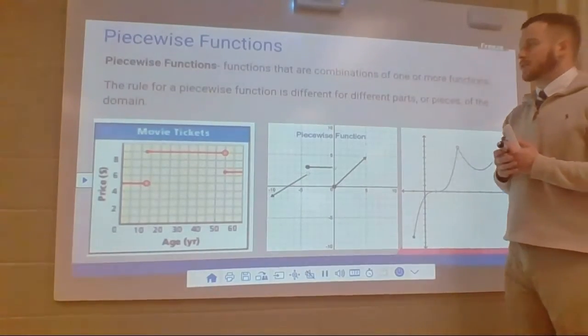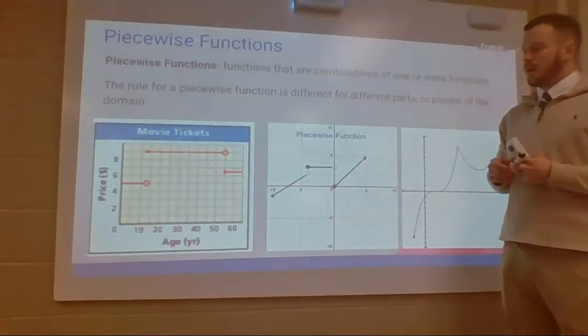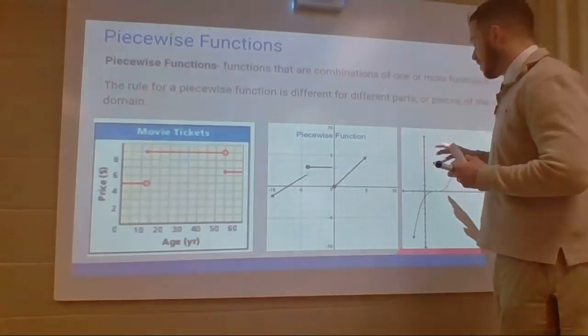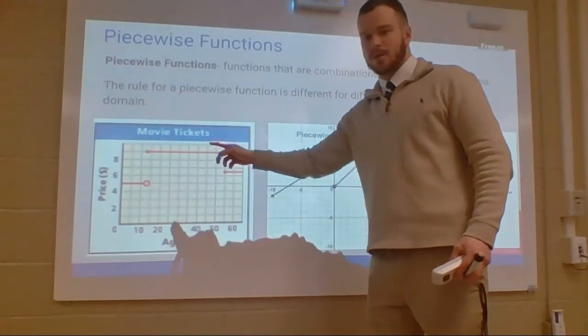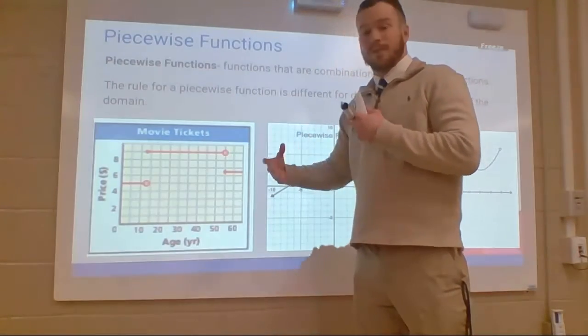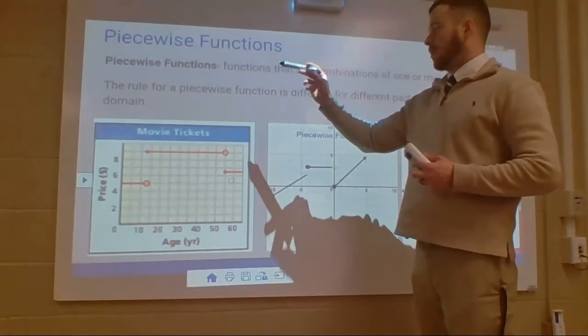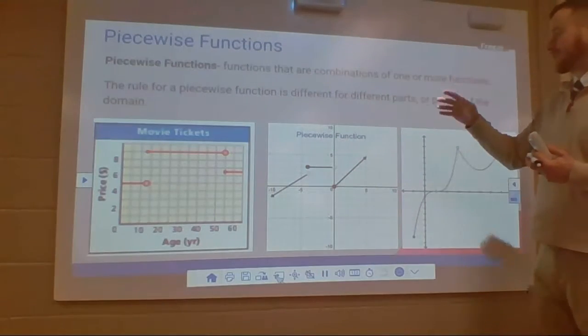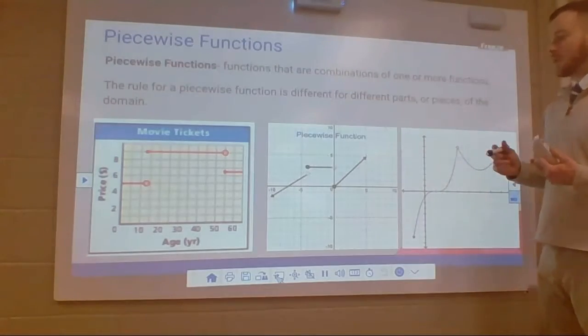Let's get going. So piecewise functions are functions that are combinations of one or more functions. We can see three examples of piecewise functions. See how they're broken up into different pieces? All those different pieces have different rules and they make up one function. So the rule for a piecewise function is different for different parts or pieces of the domain.